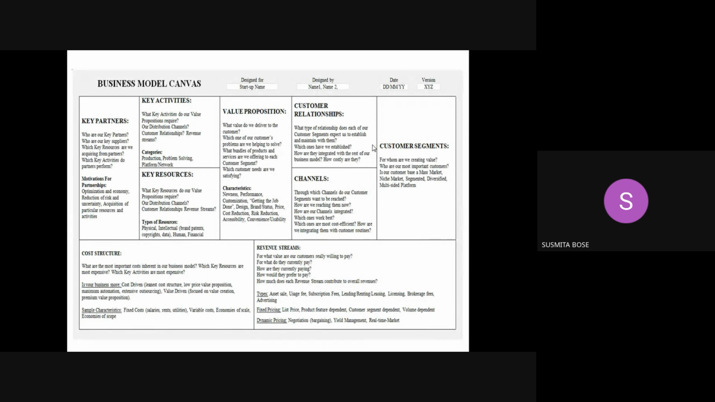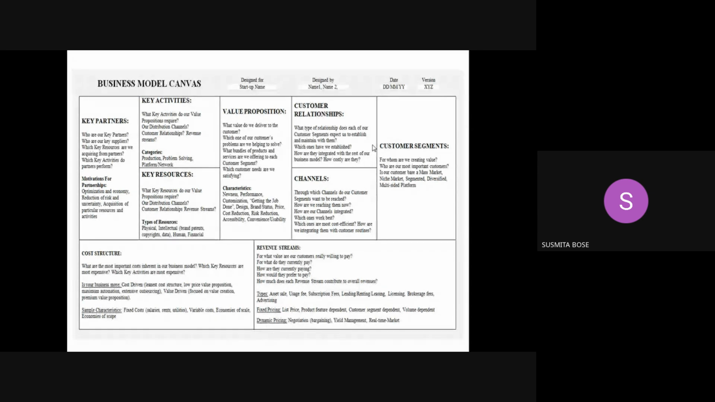You can see the top section, that is the startup name, designed by, date, the version, and here the questions like key partners: who are our key partners, who are our key suppliers, which key resources. Can you see these questions? It's very small font, I'm not sure whether you can see this. Which key resources are we acquiring from partners? Which key activities do partners perform? In the key activities, what key activities do our value propositions require?